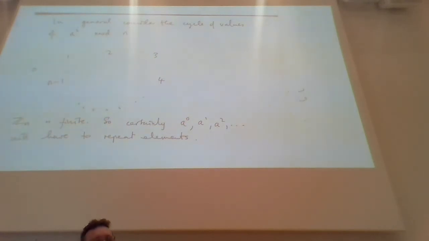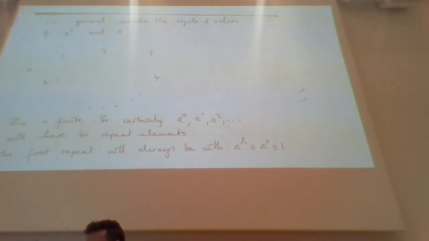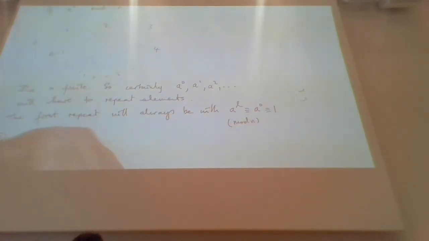Now, what we saw in all the examples was that the first repeat, and it's true in general, will always be with a to some power, let's call it L for the cycle length. A to the L is congruent to a to the 0, which is congruent to 1 mod n. Now that's what we saw in all of the examples, but maybe it's not true in general. So we need a proof of this.